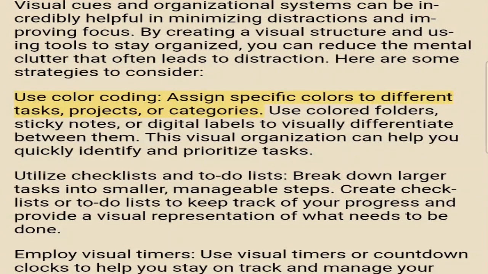Use color coding. Assign specific colors to different tasks, projects, or categories. Use colored folders, sticky notes, or digital labels to visually differentiate between them. This visual organization can help you quickly identify and prioritize tasks.